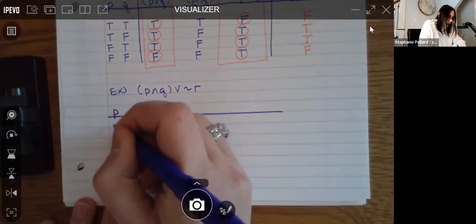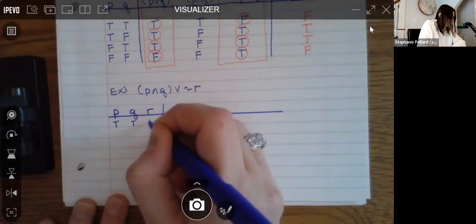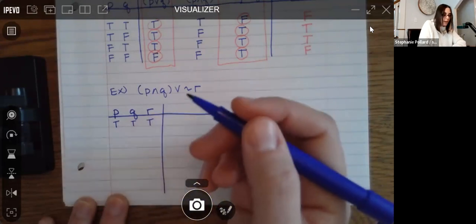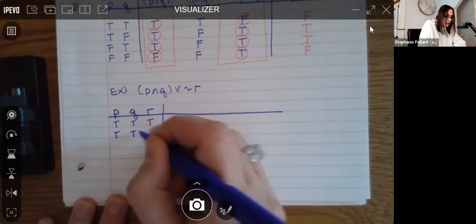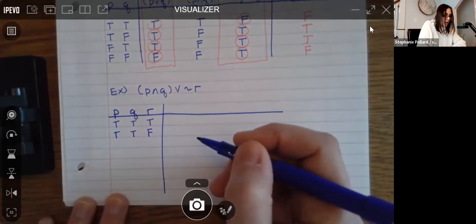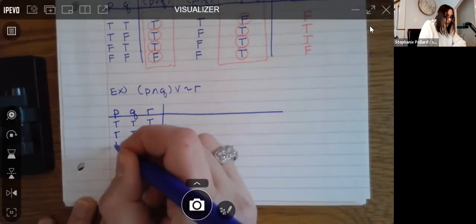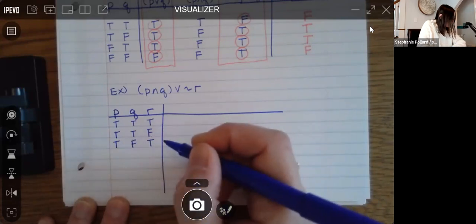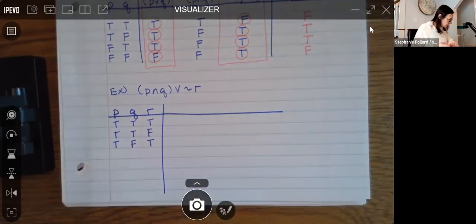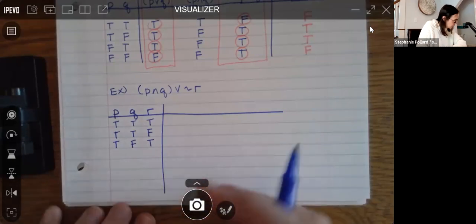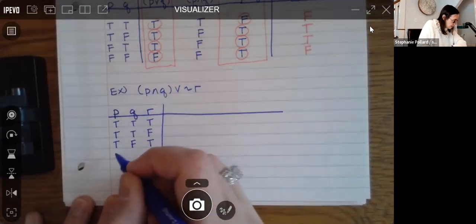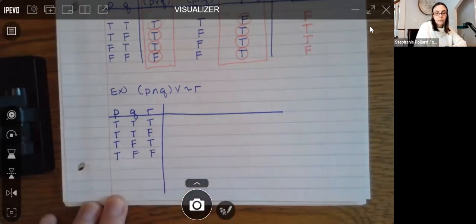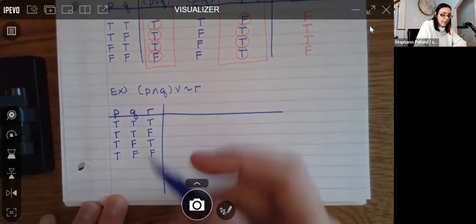So the first is that all 3 could be true, right? The second thing is that 2 could be true, right? So maybe P and Q are the true ones, but R is false. Or it could be that P and R are true and Q is false. We could also have the first be true and then the other 2 both false. So these are all the things that can happen with P being true.